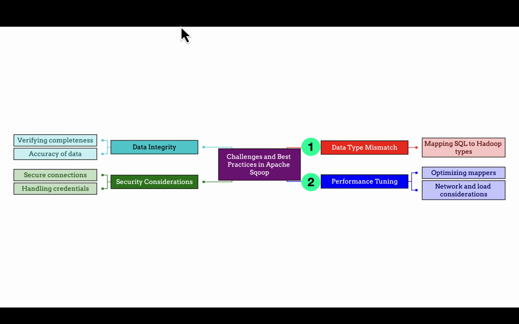2. Performance tuning. The performance of Sqoop can be affected by network bandwidth, the database's load, and the configuration of the Hadoop cluster. Tuning parameters like the number of mappers can optimize performance. 3. Security considerations. When transferring sensitive data, it's crucial to consider security aspects, such as using secure connections and handling credentials securely.